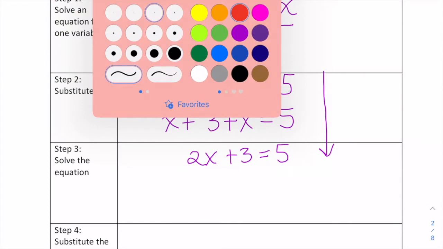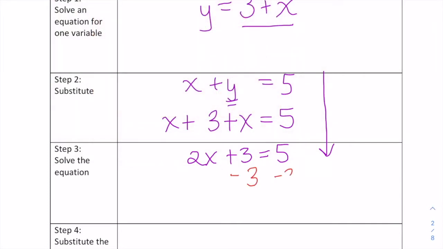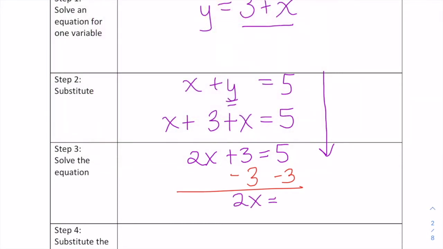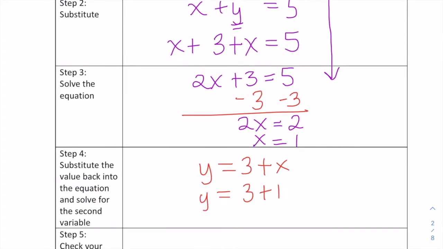To get the x by itself, we're going to have to subtract 3 from both sides. So we get 2x equals 2, and we can divide both sides by 2, so x equals 1. Now we have the value x equals 1, and we're going to plug that value back in to the first equation here to figure out what y equals. So since y was 3 plus x, and we know that now x is 1, well, we can say that y equals 4.